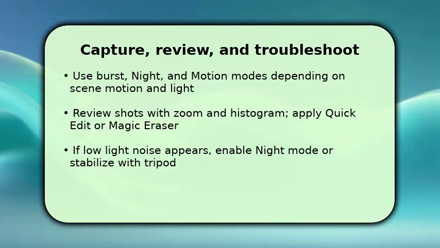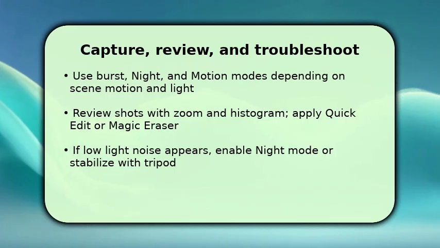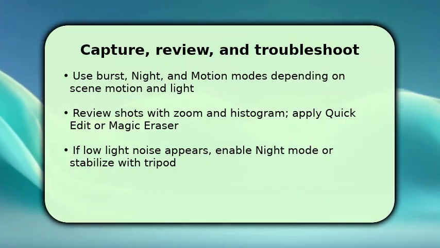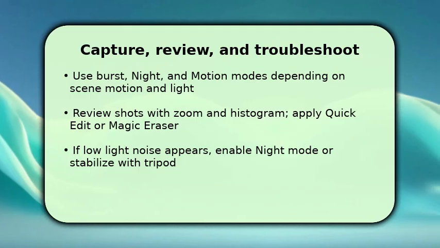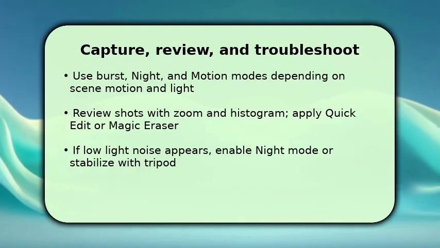If images show noise or blur, make sure to enable night mode, increase exposure time in Pro, or stabilize the phone on a tripod. If problems persist, restart the camera app and recheck permissions.